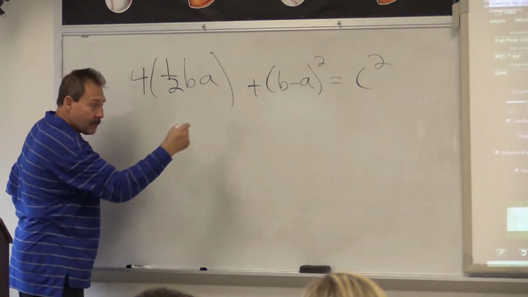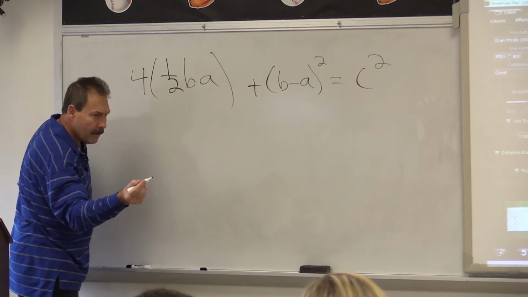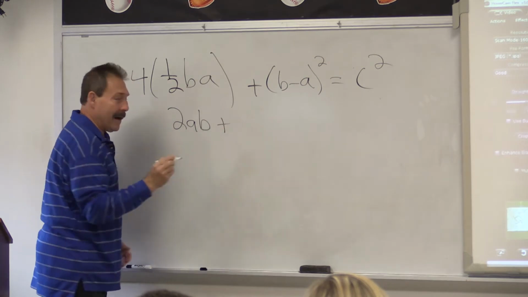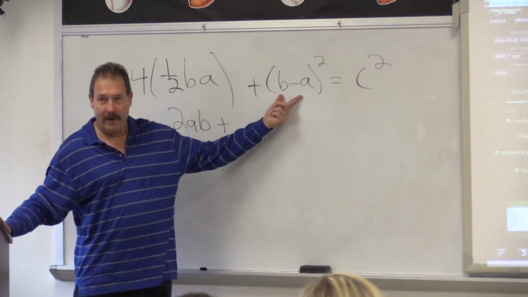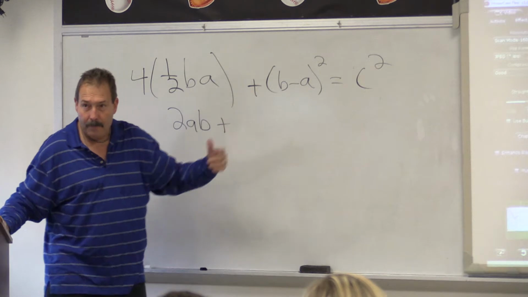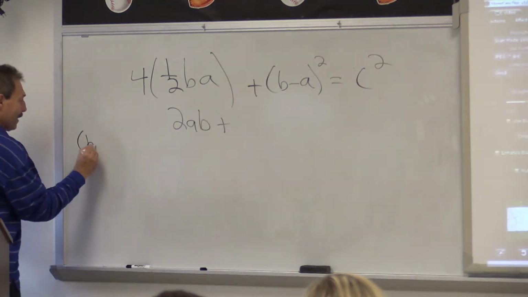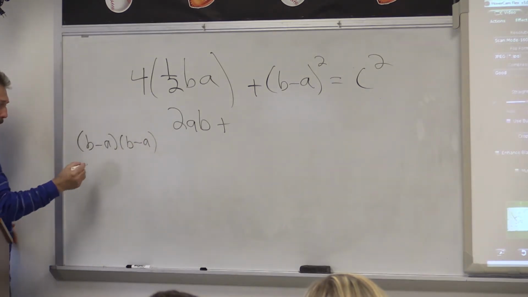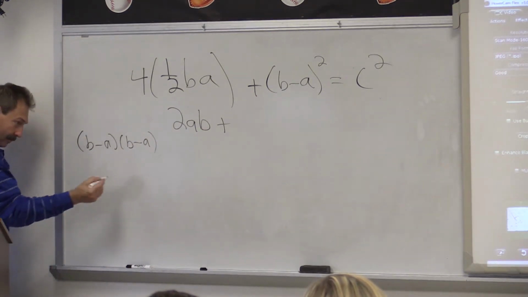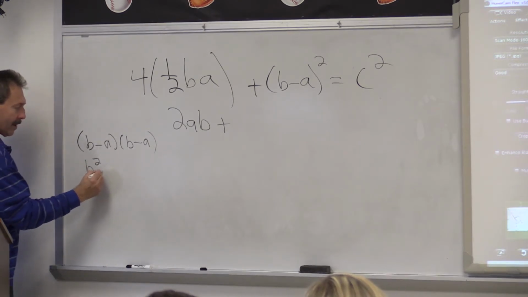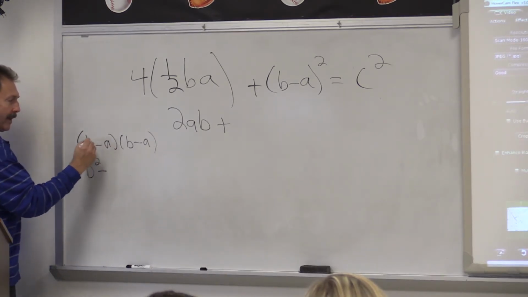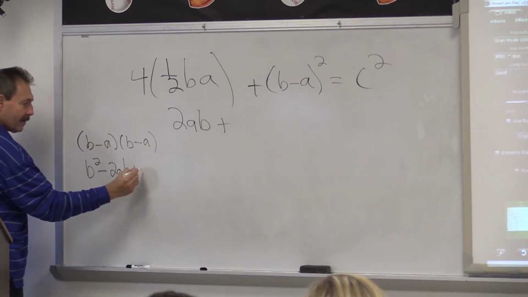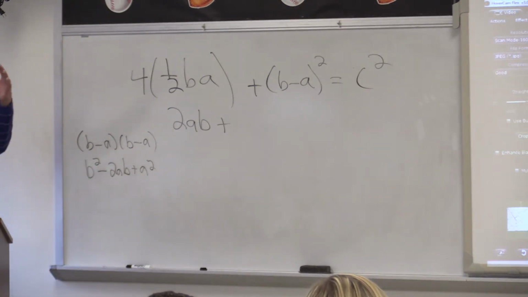Four times 1/2 times B times A is 2BA, or 2AB. Now, does everybody know how to square the binomial? B minus A times B minus A. Remember how to do that? Remember FOIL? B squared minus BA, minus BA, plus A times A, A squared. Do you remember that from algebra?